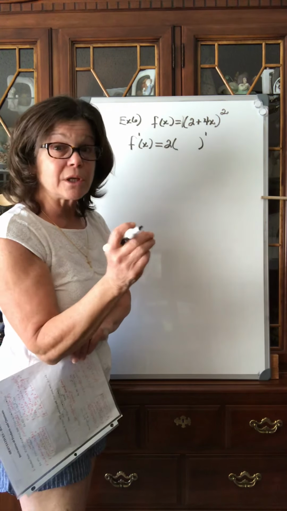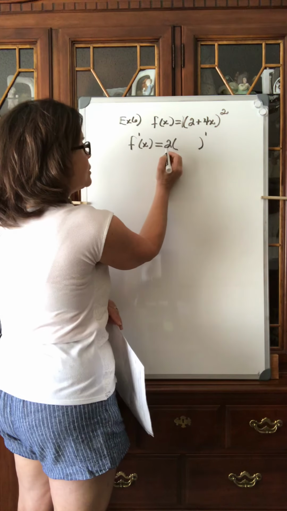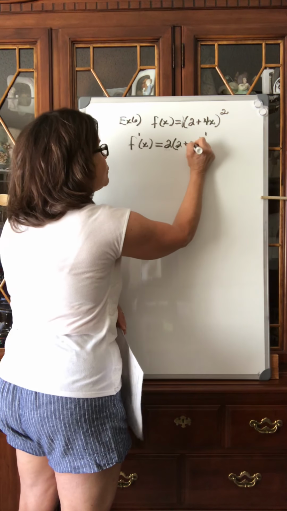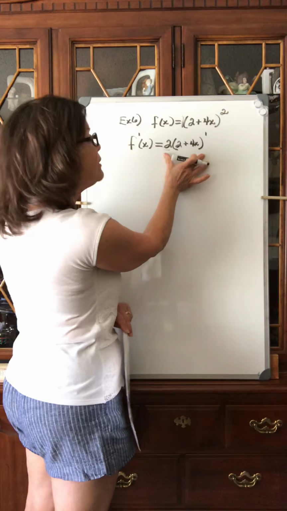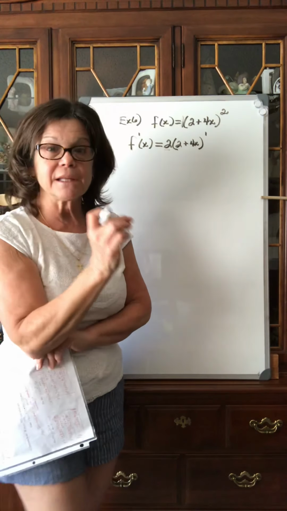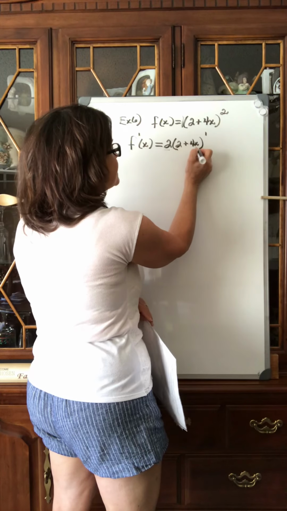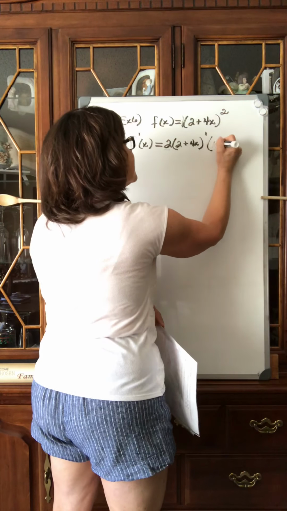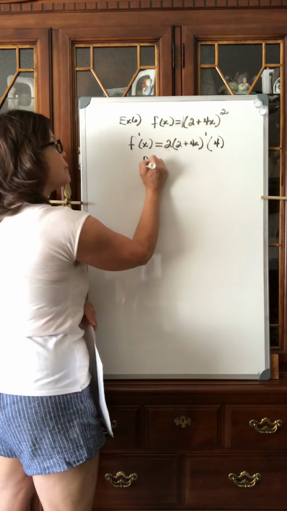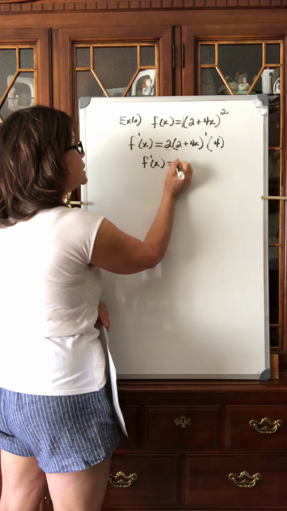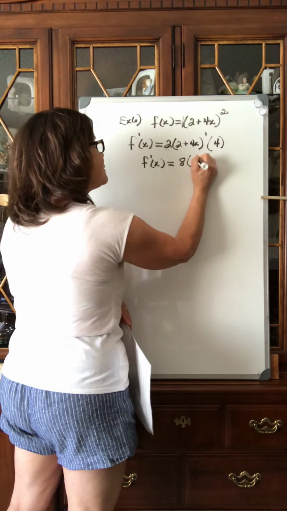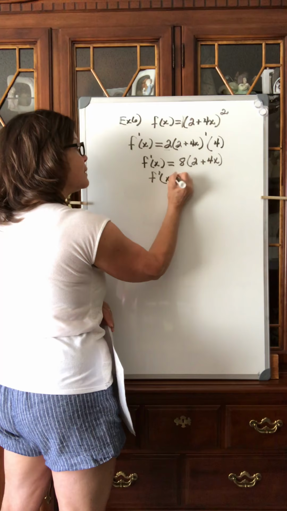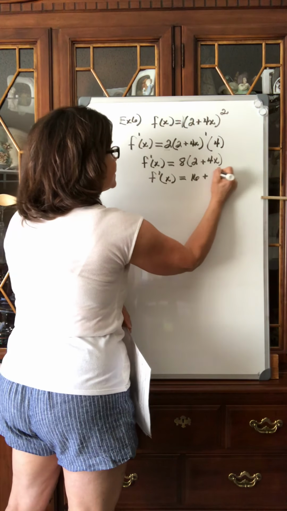Say it's your shortcut first derivative: exponent times the coefficient becomes your new coefficient, subtract 1 from your exponent, but the base of this is 2 plus 4x. So that is the derivative of the whole thing, and then we have to multiply this by the derivative of what's inside the parentheses. The derivative of this constant 2 is 0, the derivative of 4x is 4. So the first derivative using the chain rule: 2 times 4 is 8, times 2 plus 4x. Distribute the 8, and the first derivative is equal to 16 plus 32x.